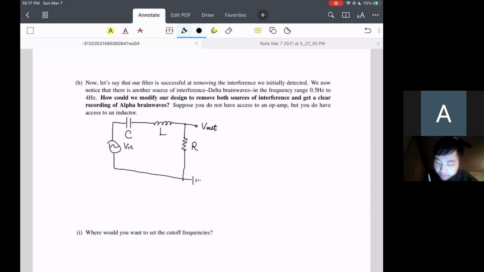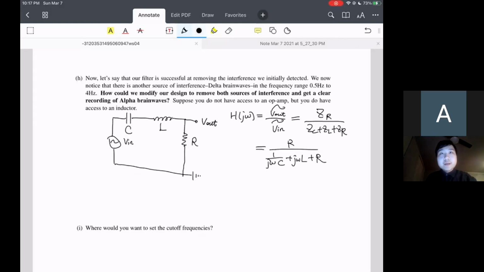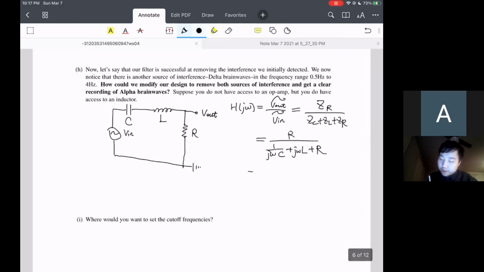So the transfer function, H of j omega, is equal to V out tilde over V in tilde. Since this is merely a voltage divider, this is equal to Z_R over Z_C plus Z_L plus Z_R, which is then equal to R over 1 over j omega C plus j omega L plus R. And if we multiply the numerator and denominator by j omega C, this is equal to j omega RC over 1 plus j omega RC plus j omega squared LC.